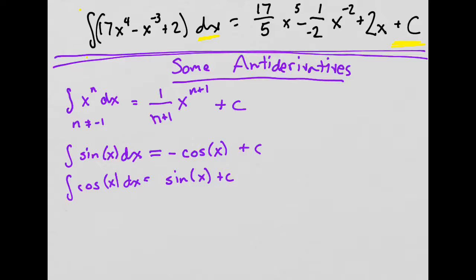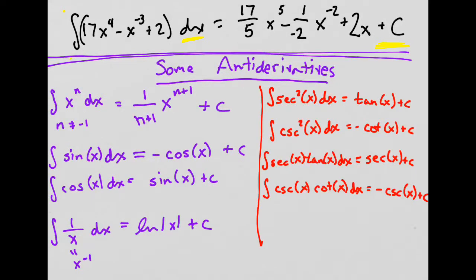And then one of the last ones: if you have 1 over x dx, which is the same thing as x to the negative 1, so we're going back and taking care of this case, it is natural log of x, and usually it's the absolute value of x, plus c.